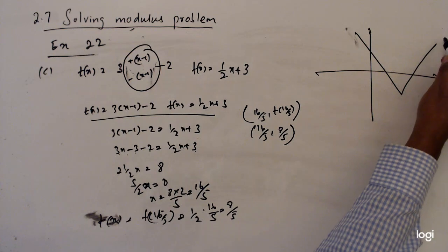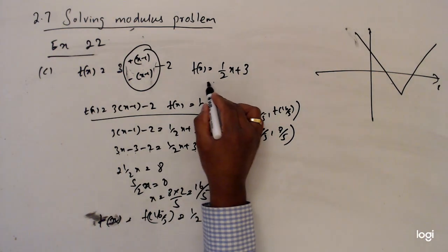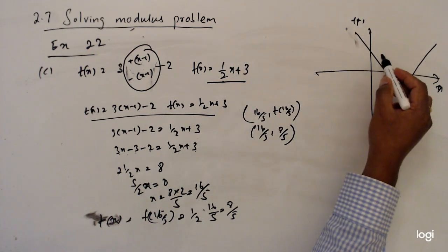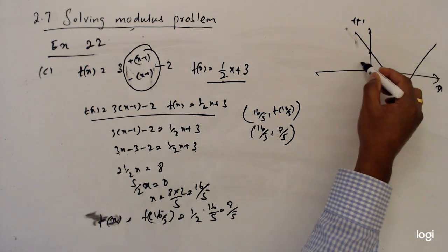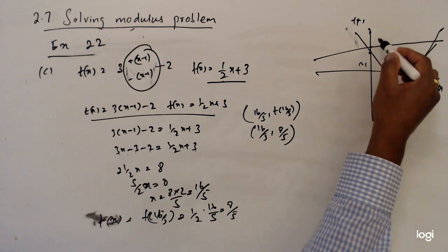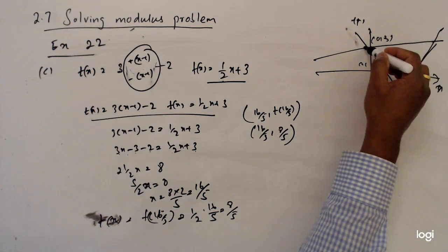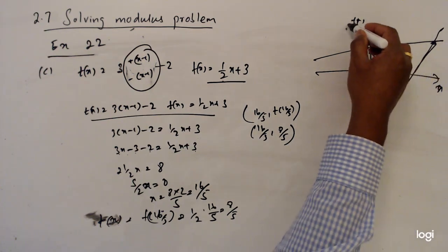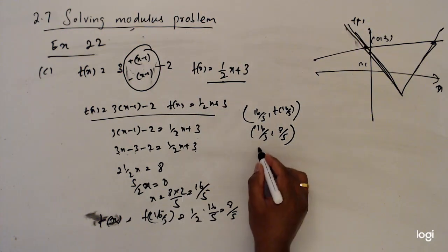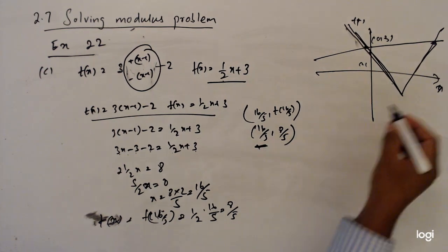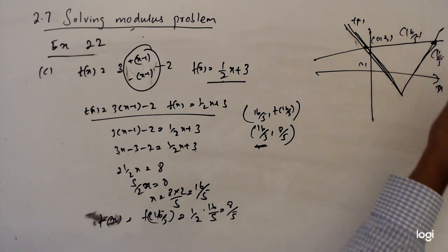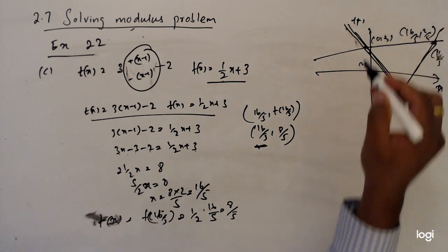Now, half x plus 3. Y equal tx equal half x plus 3. So this is a positive gradient, and it has y-intercept, so this is 0, 3. This kind of graph, and this point and this point. Now, what is this equation? We can see this value is positive, then definitely it should be 16 over 5 and 8 over 5.